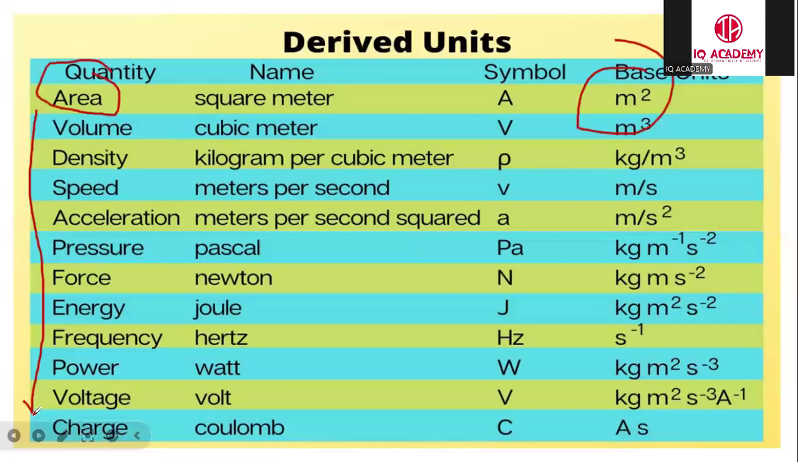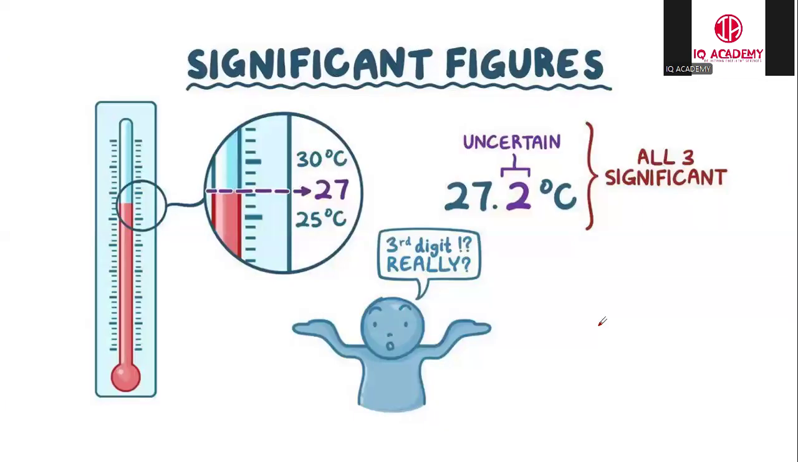In physics, you'll be asked to prove that this is the correct unit for density, and this is the correct unit for another quantity. So you use the base units to derive these units that you can see here. Then we move on, we can talk about significant figures.